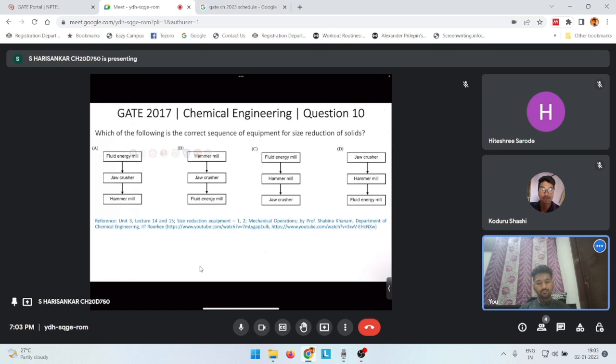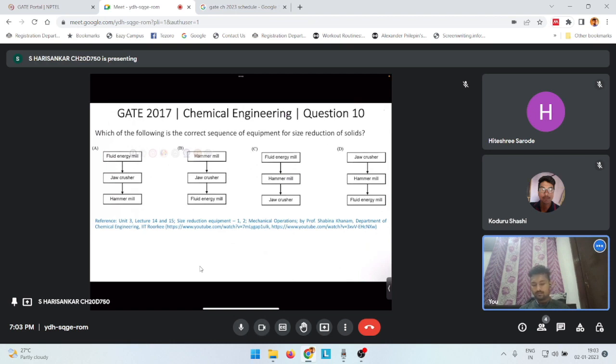So this is a question from GATE 2017 from Chemical Engineering, question number 10. Which of the following is the correct sequence of equipment for size reduction of solids? And the four options are given as below. So this is a question from the size reduction part in mechanical operations, and the reference NPTEL lecture can be found in Unit 3, Lectures 14 and 15, Size Reduction Equipment 1 and 2, Mechanical Operations by Professor Shabina Khanam, Department of Chemical Engineering, IIT Roorkee.